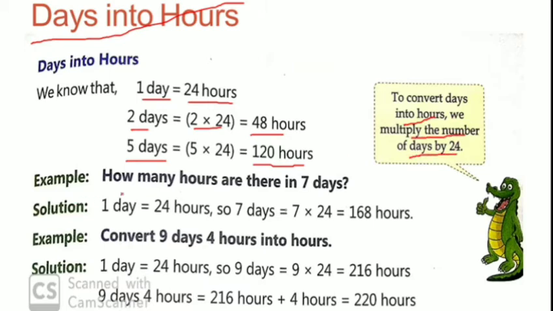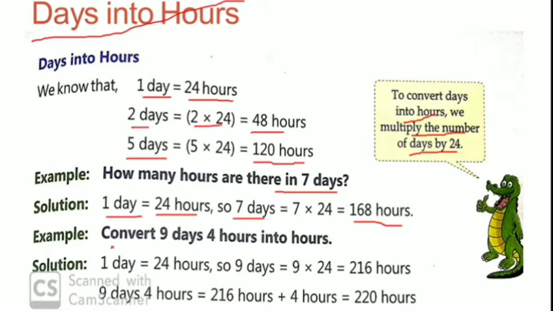For example, how many hours are there in 7 days? So 1 day is equal to 24 hours. So 7 days is equal to 7 into 24, that means 168 hours.